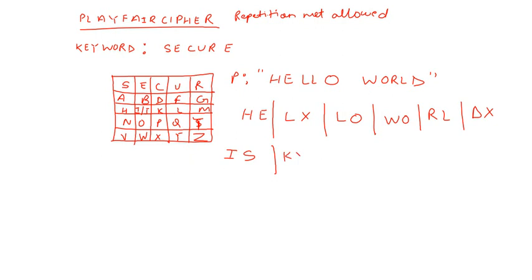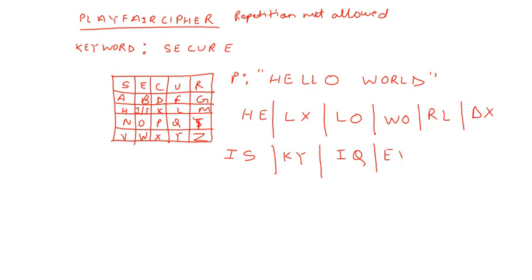Now L and O, again different. So same for L, the same row of L, it will be I. For O, it will be the same row, intersected with L. It will be Q. Then WO. W and O are in the same column. So when letters are in the same column or same row, we go for the next alphabet. So next for W will be E in the same column, and for O it will be W.